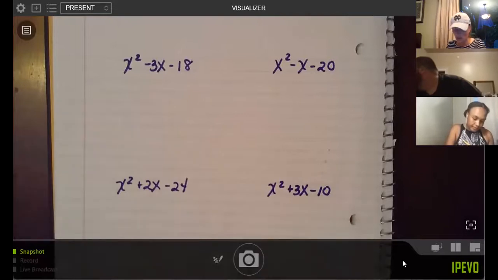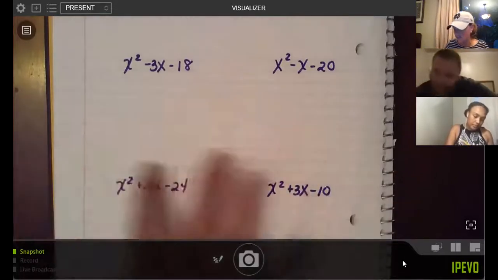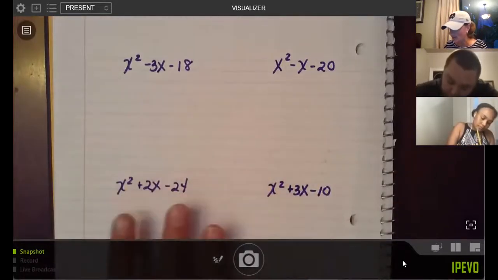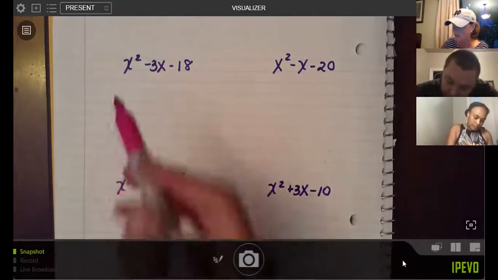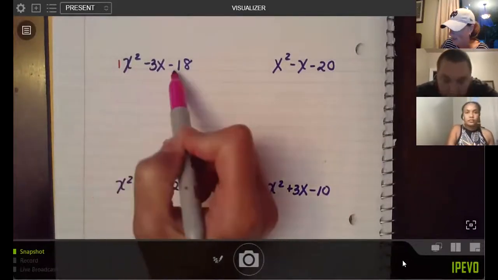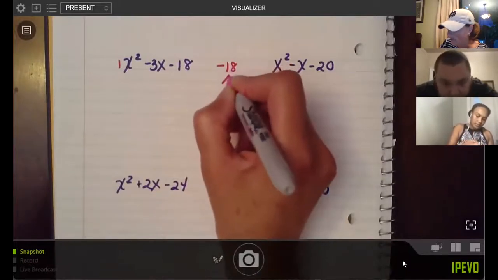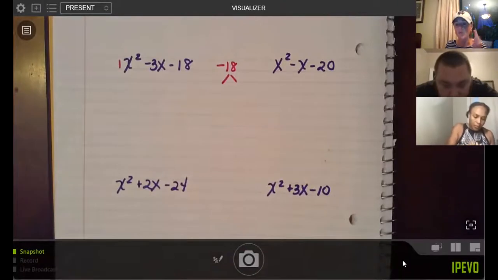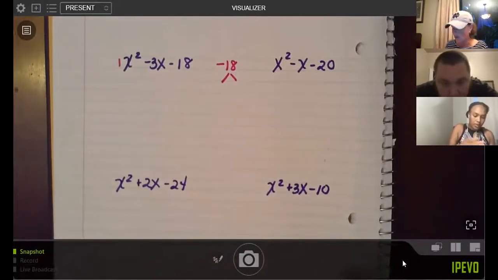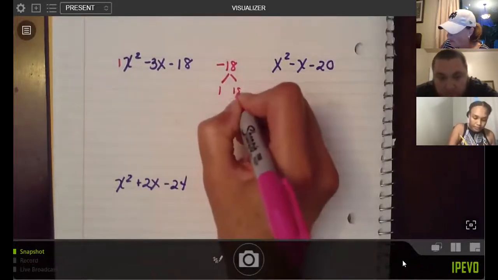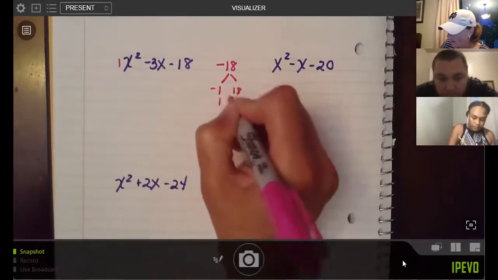So these are the kind of weird ones, because you see some are all negative, some are all positive. There's a 1 there. So what's 1 times negative 18? Negative 18. Okay. So in order to get a negative number, one has to be a positive and one has to be a negative. I always say to my students, just write them both down and make one positive, one negative.